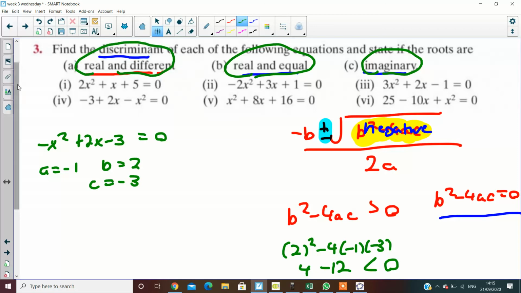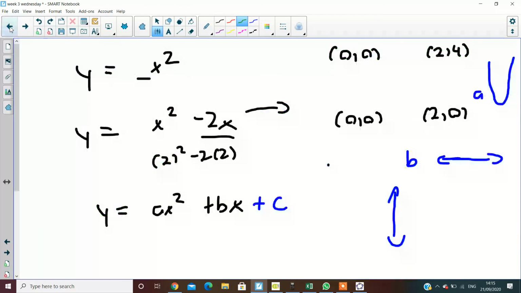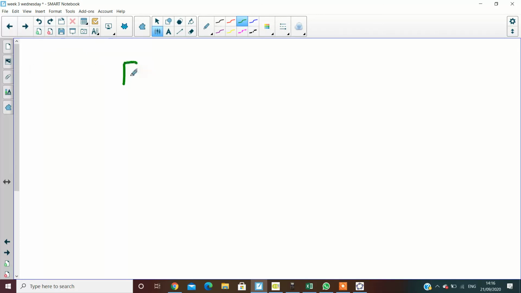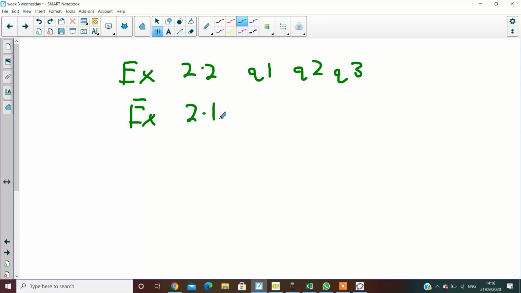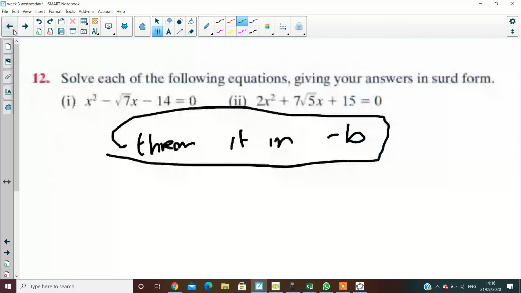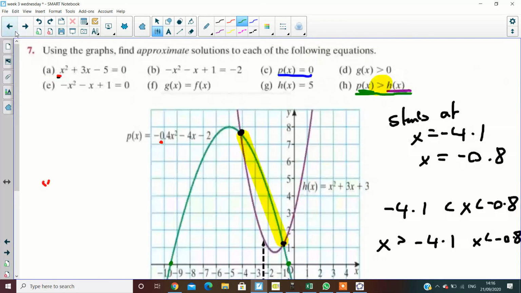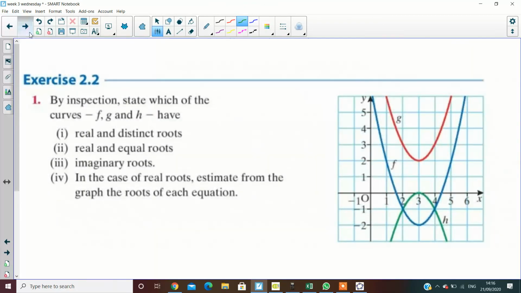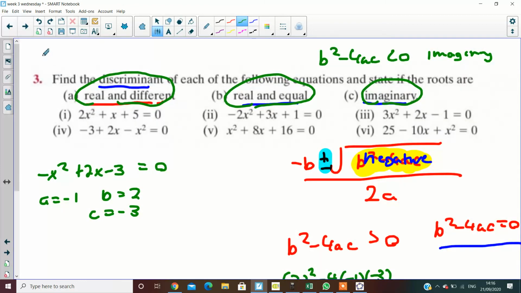Everybody got that? For homework tonight, you guys are going to do questions 1, 2, and 3 of exercise 2.2. And then on exercise 2.1, you're going to finish question 5. And I suppose, what else did I give you? I gave you 1, 2, 5, 8, 9, and 12.